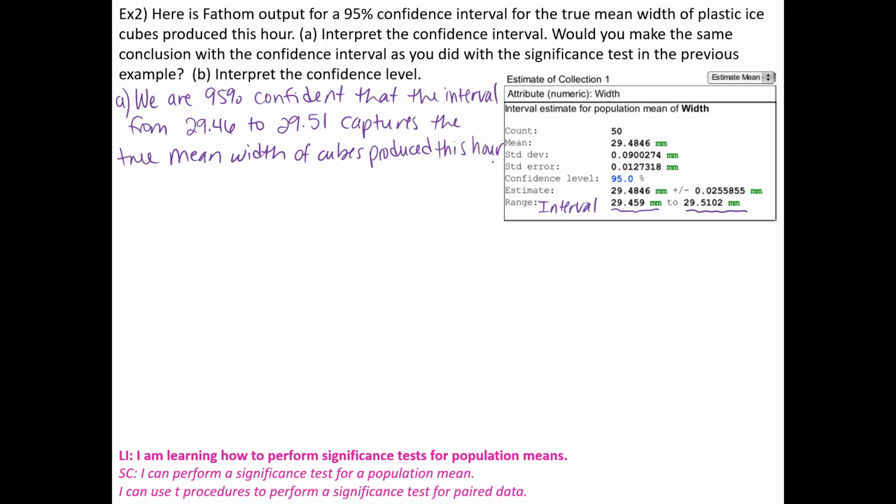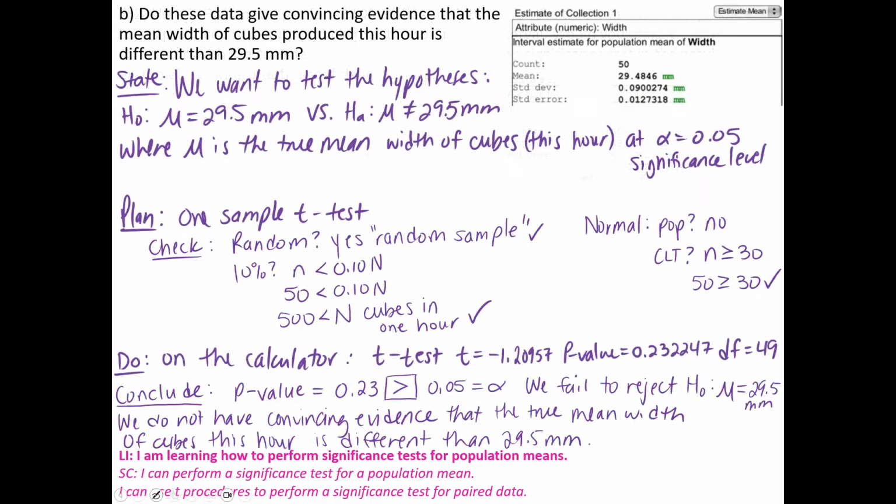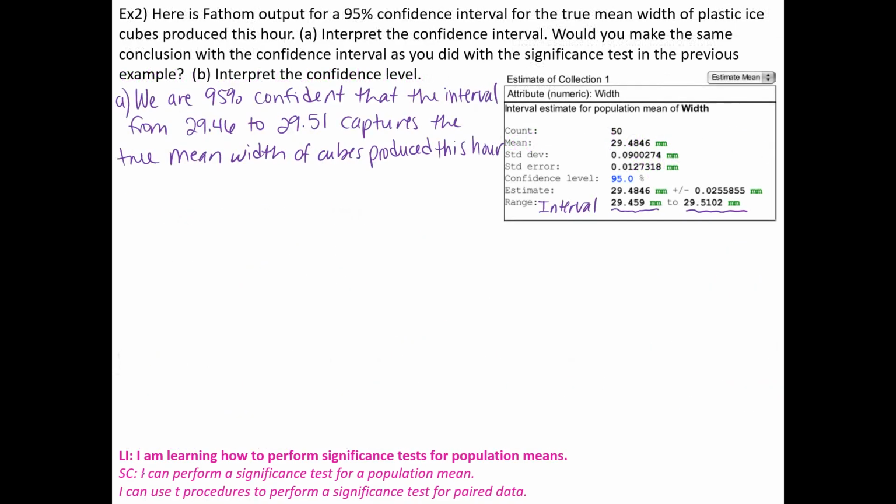If we look at the interval, we're basically looking at whether our value for the mean is in it. So I'm going to go back so we can see that really quickly. We were looking at the mu equal to 29.5. You can see it in our state step there. Is that in the interval? And it looks like it is. It is within the interval.